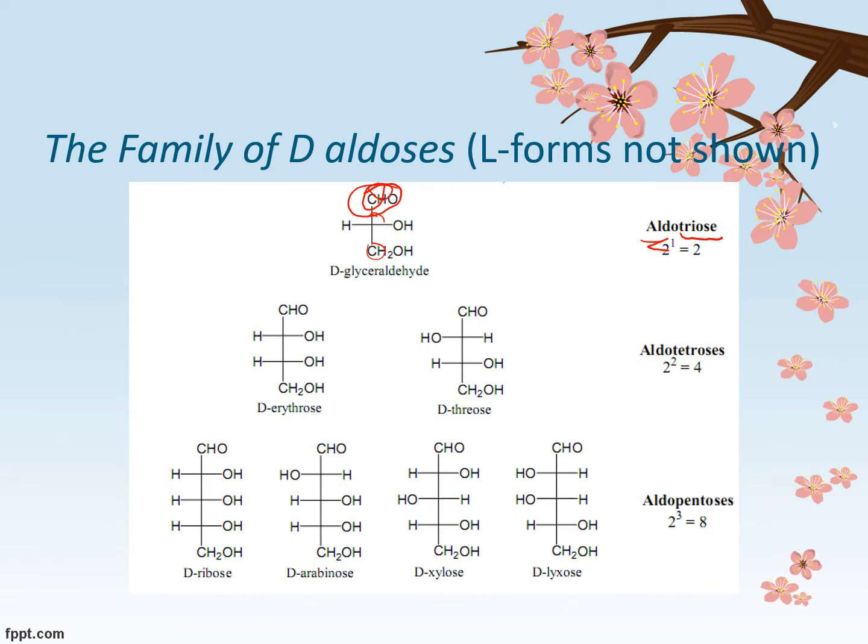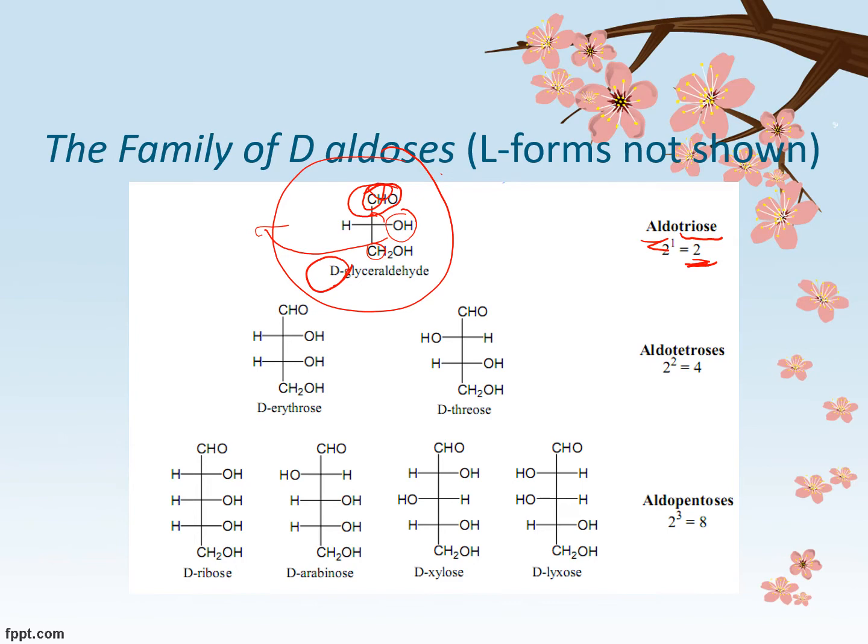We will have a total of 2 possible stereoisomers. The 2 to the power of n rule: only 1 chiral carbon, so 2 to the power of 1, so 2. One is the D form, which is shown here. Another one is the L form, which is not shown here. L form means it's the mirror image of this. Mirror image means the OH is now on the left.